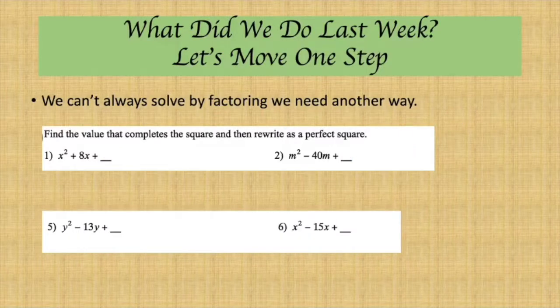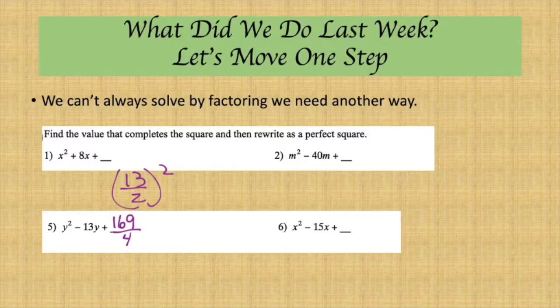All right, when we do number 5, we're going to take half of the 13 and square it. It's going to be a fraction because 2 doesn't go into 13. So what we're going to do is we're just going to square the 13 and square the 2. When we square the 13, we'll get 169. And when we square the 2, we'll get 4.